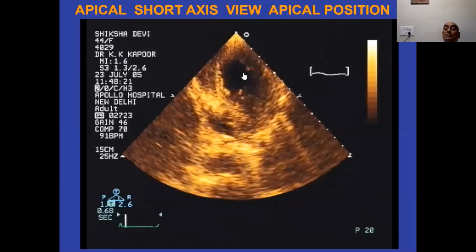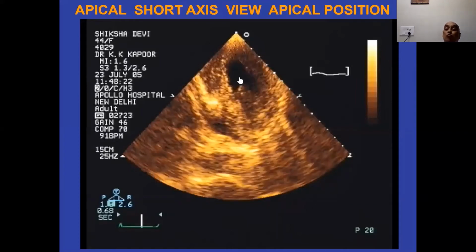So you can see that this apical view is very useful to look at the apical wall motion as well as to look for any LV apical clots. Now, sometimes on the 2D echo, especially if the apex is dilated like an apical aneurysm, you get near field artifacts. We call it near field clutter, which looks like a clot. And since you're looking for a clot, you sometimes wrongly diagnose it as a clot. But once you do this view, this near field clutter will disappear. And if there is a clot, that will get highlighted. So it's a very good view to differentiate artifact from a clot.